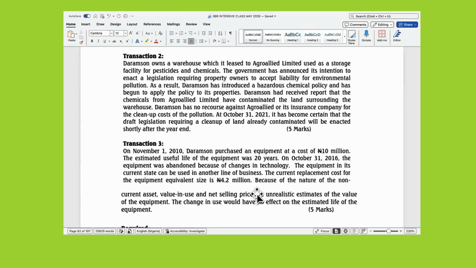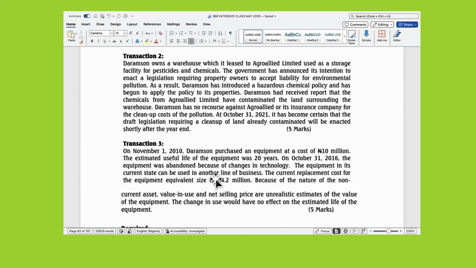So when an asset is abandoned, just test it for impairment. You need to test it because its value might not be the value. The value might have gone down. And also they told us about value in use, net selling prices. Even though they told us that those values are unrealistic estimates, it's not a value that we have here. They didn't give it to us. But they actually gave us the current replacement cost of 4.2 million. So you just need to speak about impairment.